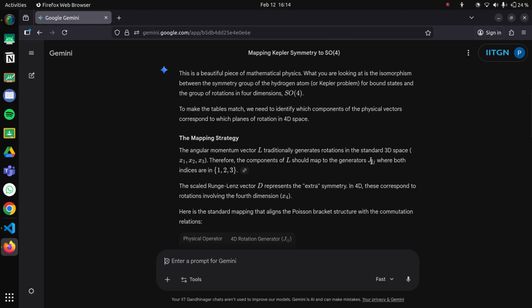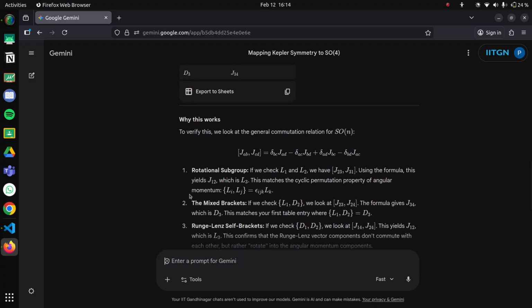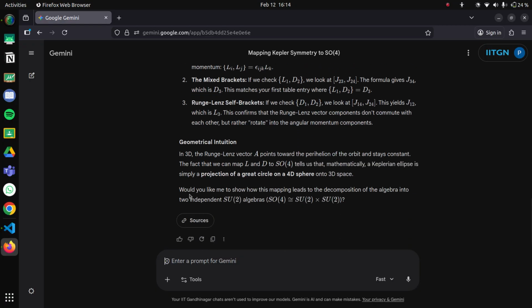Unit plus Jij, where the indices are in 1, 2, 3. Okay, so L1 gets J23, L2 gets J31. So you're using the cyclic notation. And L3 is J12, and the same thing with D1. It is under the commutator table.